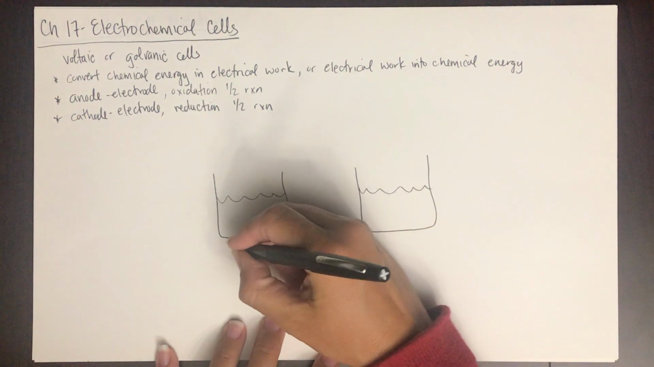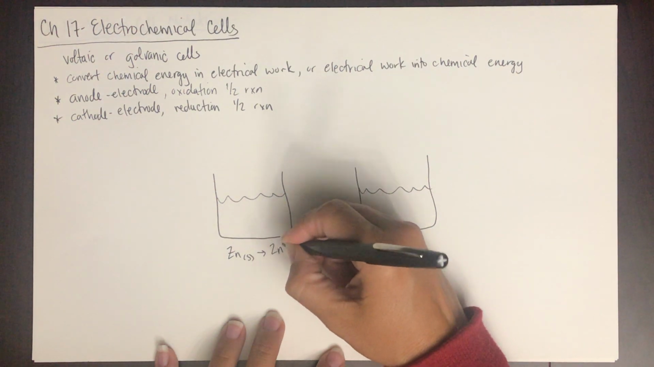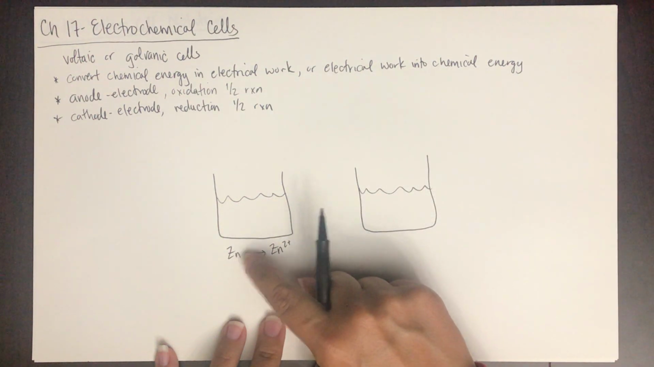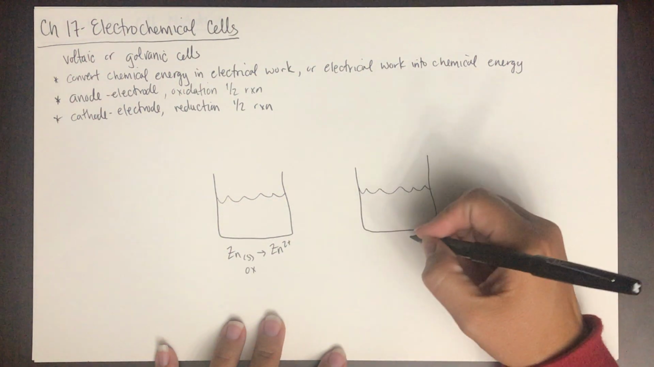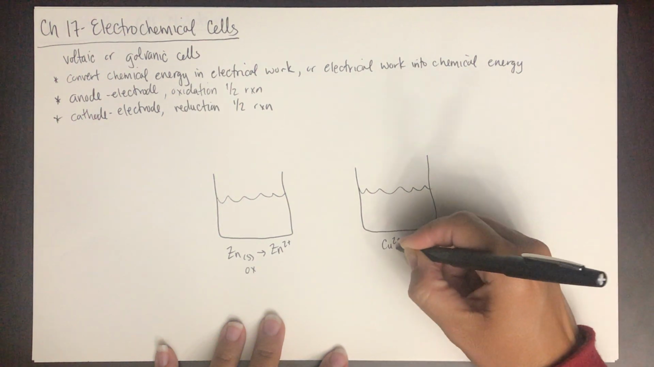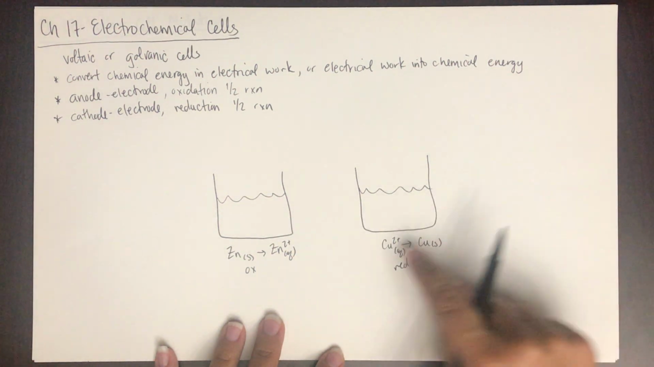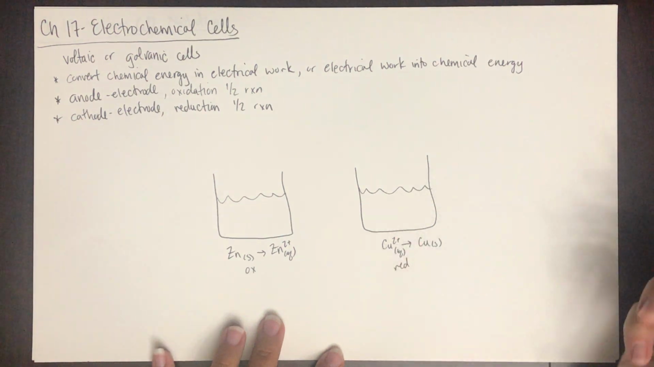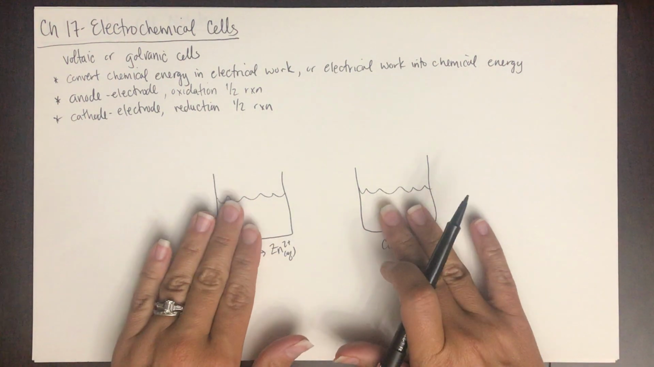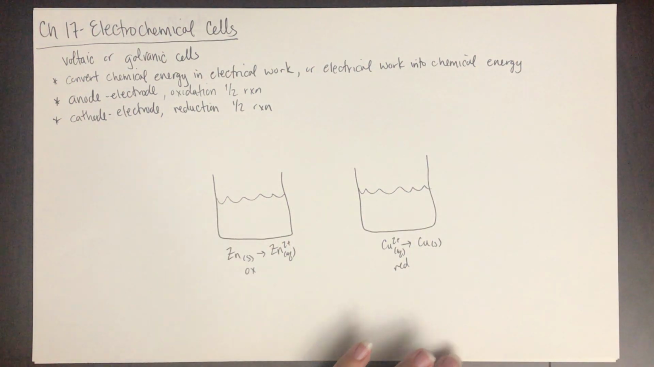So here is an example. Let's say we have solid zinc being oxidized to zinc 2+. I know it's being oxidized because the oxidation number is going from 0 to 2. Now let's say in this other one, I have aqueous copper 2+ being reduced to copper solid. I know it's being reduced because the oxidation number is going from +2 to 0. The way these electrochemical cells are set up is that these are physically separated. There's no mixing between these two except for a certain path.